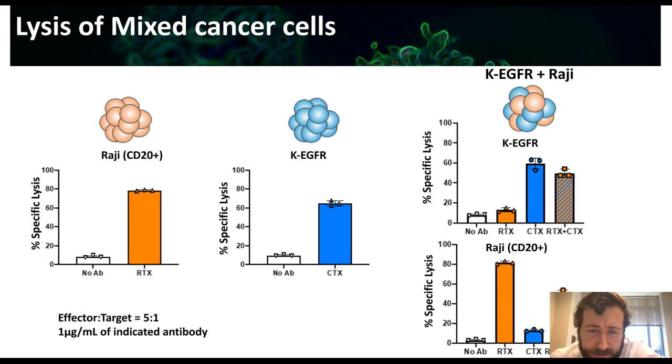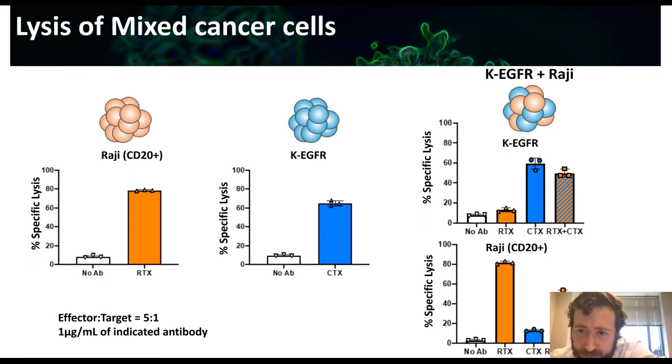And so what we did was, we're looking at specific lysis again. So this is killing of CD20 tumor cells using the rituximab with BG, as well as EGFR expressing cells, and killing of those using cetuximab with BG. And we see very efficient and specific killing using those antibodies on the single cell populations.